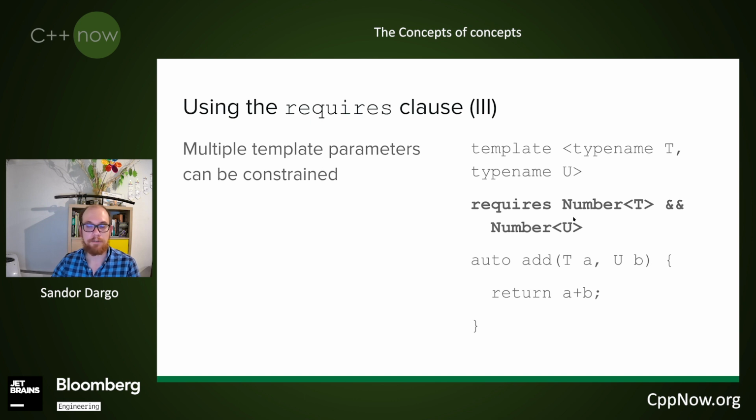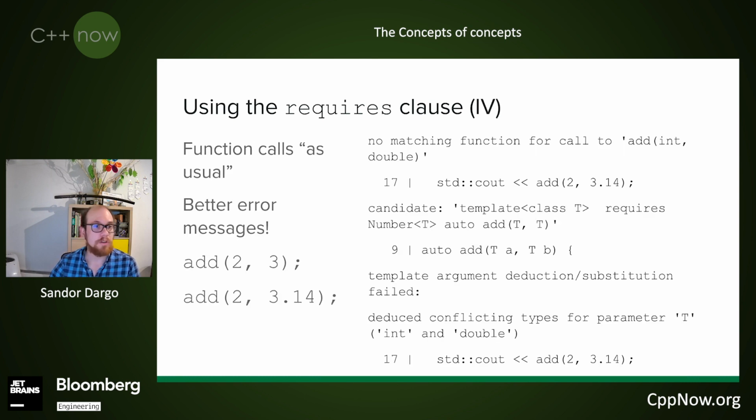But in that case, if you want that, you have to use 2 template parameters, and you have to write the constraints on both of them. So function calls happen as usual. You have some, I think, nicer error messages. Now I cut out some parts here for better readability, but mostly those were just line numbers. But it's rather intuitive. You see that when we try to call with an integer and a double, as I just said, there's no option for that. There is a candidate, but the substitution fails because int and double are conflicting types. So the message is quite clear here.